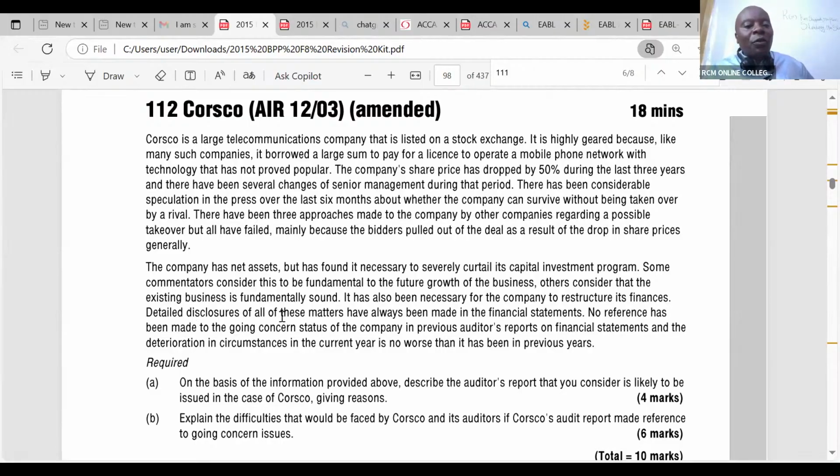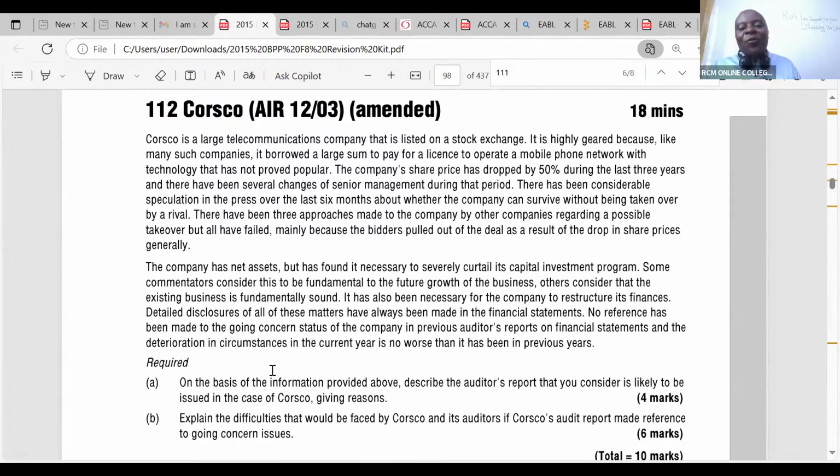Detailed disclosures of all these matters have always been made in the financial statements. So they are adequate disclosures. No reference has been made to the going concern status of the company in the previous auditor's report. Previous auditors' reports had nothing to do with going concern. And the deterioration in circumstances in the current year is no worse than it has been in the previous years.